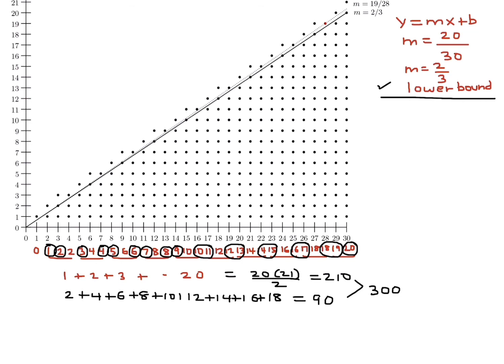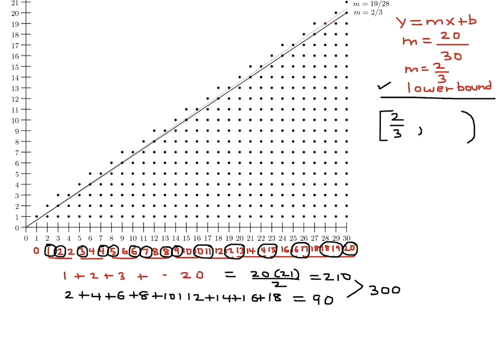Great. Now we need the upper bound. The upper bound is such that the number still remains 300. So we got the lower bound, but then the upper bound is going to be open, meaning it won't touch it. It'll come close to it, but it won't touch it, because if it touches it, then we're going to end up adding another lattice point, and this will become 301. And we can't do that. We can't have 301. It has to be exactly 300.